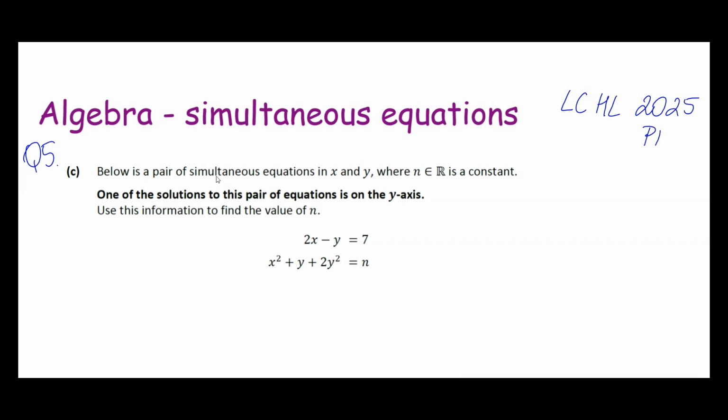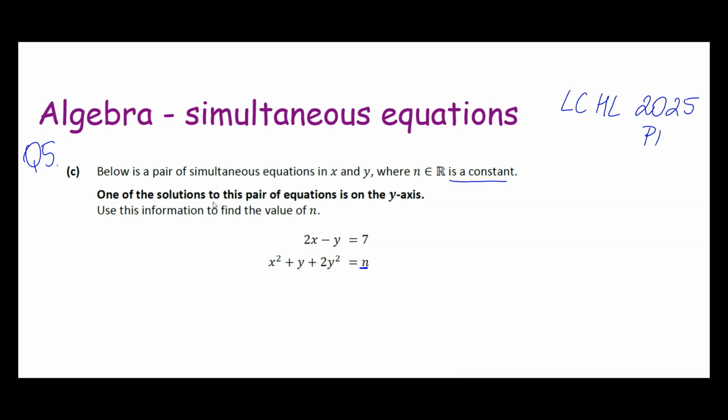Below is a pair of simultaneous equations in x and y, where n, because we have n, belongs to R and is a constant. So this is a number. One of the solutions to this pair of equations is on the y-axis. Now, you always have to pay attention to the words, or in this case the whole sentence that is in bold. They are drawing your attention to it.